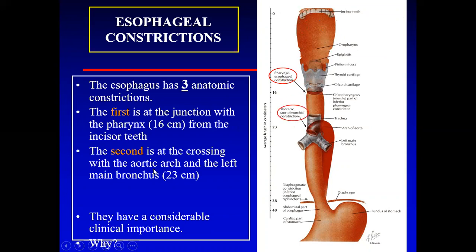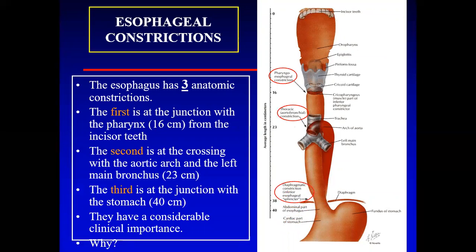The second constriction is at the crossing of the aortic arch and the left bronchus. This is the second thoracic constriction. Then the third constriction is at the junction with the stomach, or sometimes it is said to be at the diaphragm, as the right and left crus form a sling. This is called the diaphragmatic constriction, the inferior esophageal sphincter. This is almost 38 to 40 centimeters from the incisor teeth. The second constriction is almost 23 centimeters from the incisor teeth.